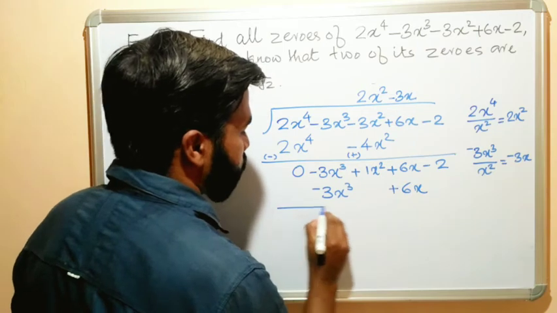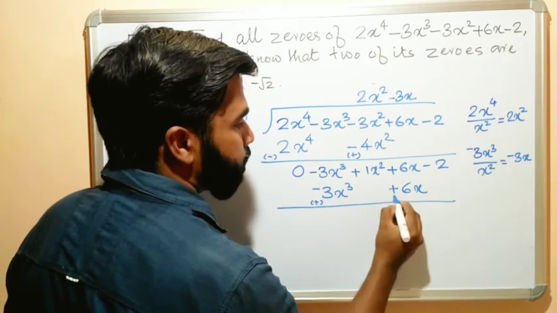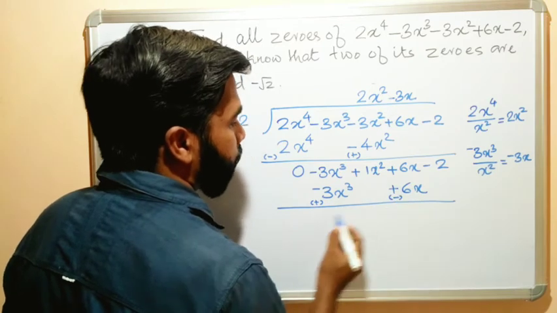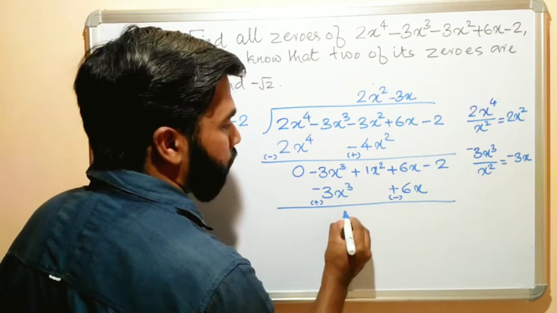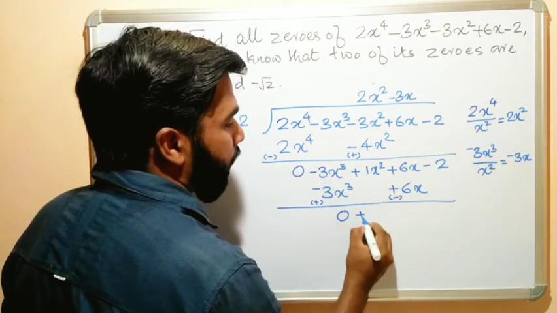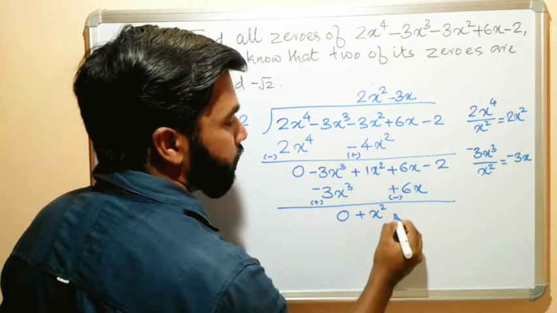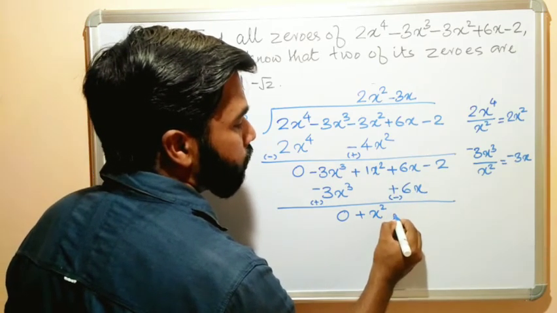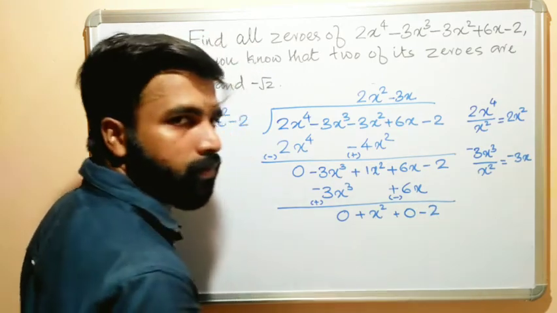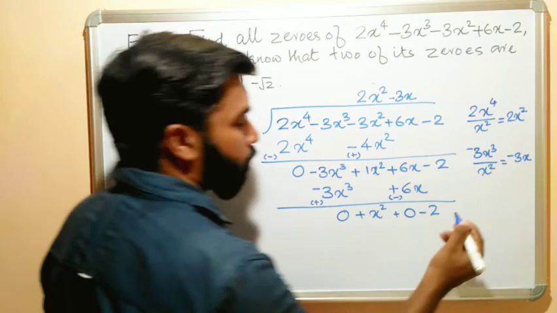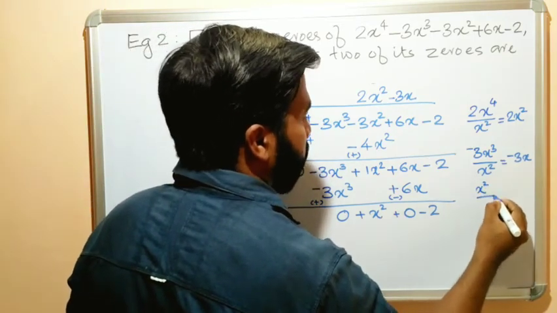Then we have to subtract. So this minus will become plus and this plus will become minus. Then minus 3x cube plus 3x cube is equal to 0. Then write x square down. Then 6x minus 6x is equal to 0. Then minus 2 down.